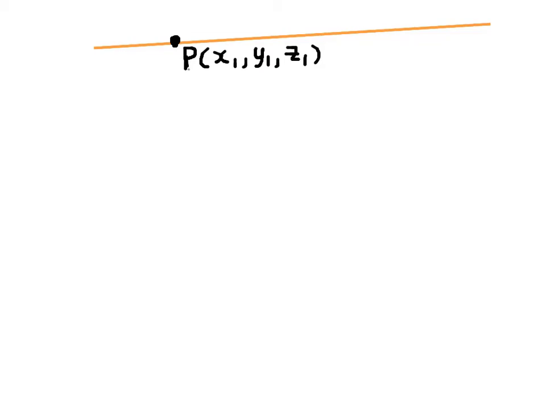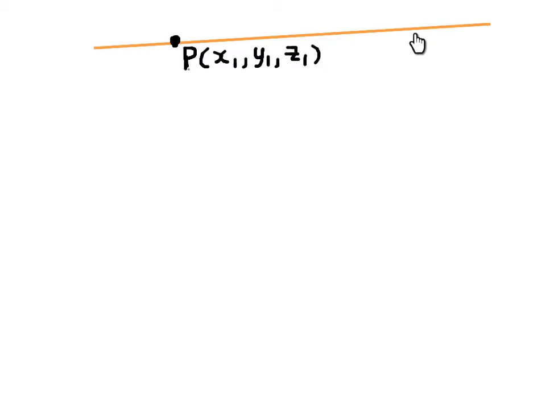Now in this lesson, we'll look at lines in 3D space. A line in space is a straight line that continues indefinitely in both directions. First, we're going to derive the equations of these straight lines in 3D.